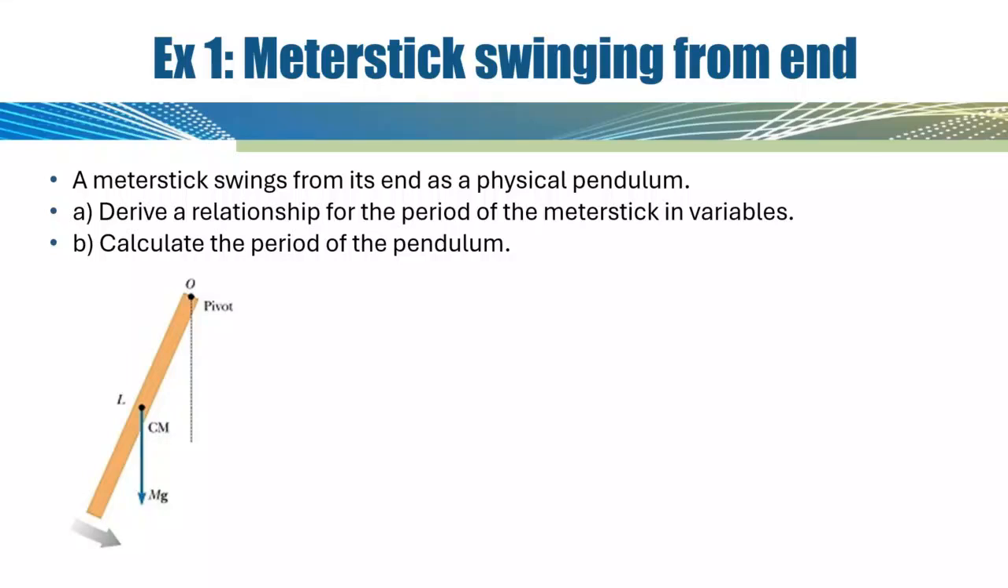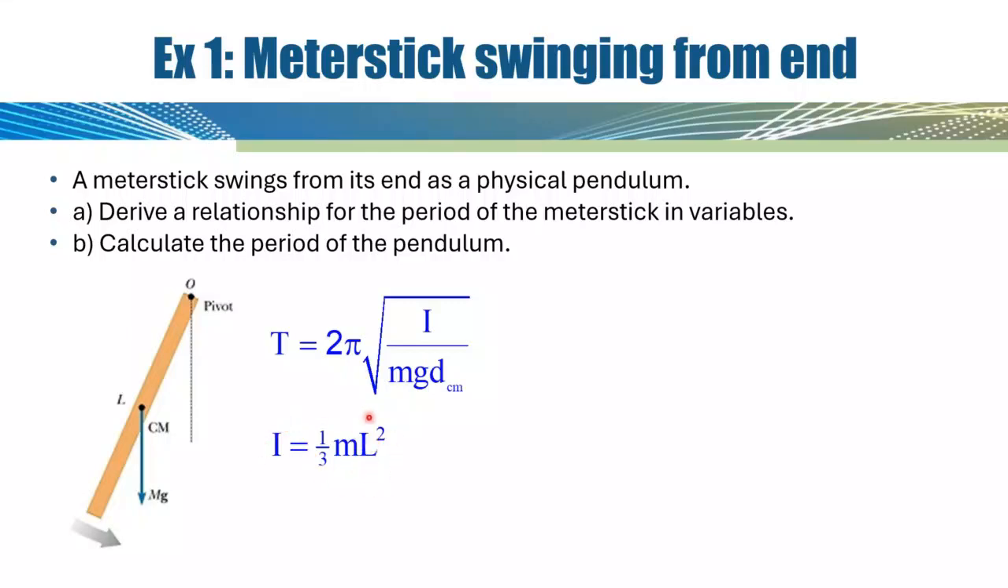This example problem says, a meter stick swings from its end as a physical pendulum. Derive a relationship for the period of the meter stick in variables, and then calculate the period of the pendulum. So we know that the period of a physical pendulum is equal to 2 pi square root of I over mgd, but this equation is a little bit different for every physical pendulum because the distribution of mass may be different. So in our example, we have a meter stick, which can be approximated as a thin rod, and we know that the rotational inertia of a thin rod is 1/3 ml squared.